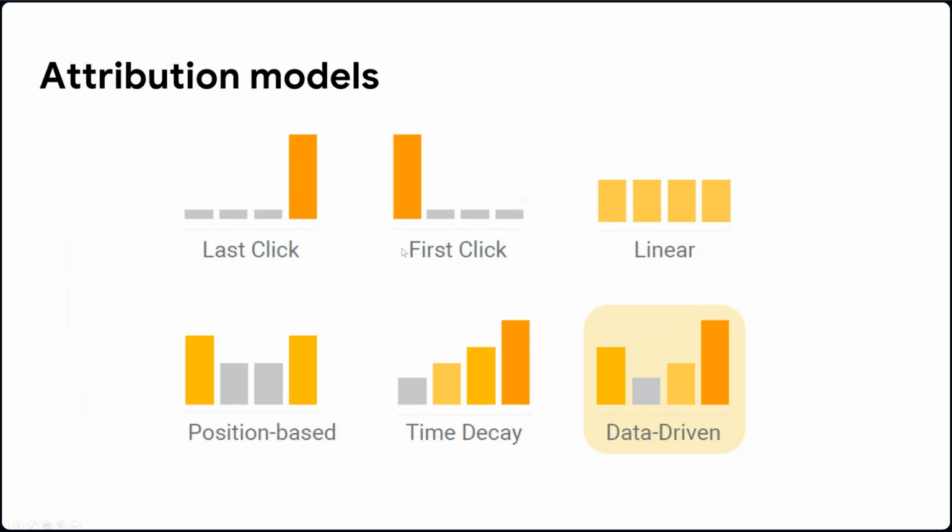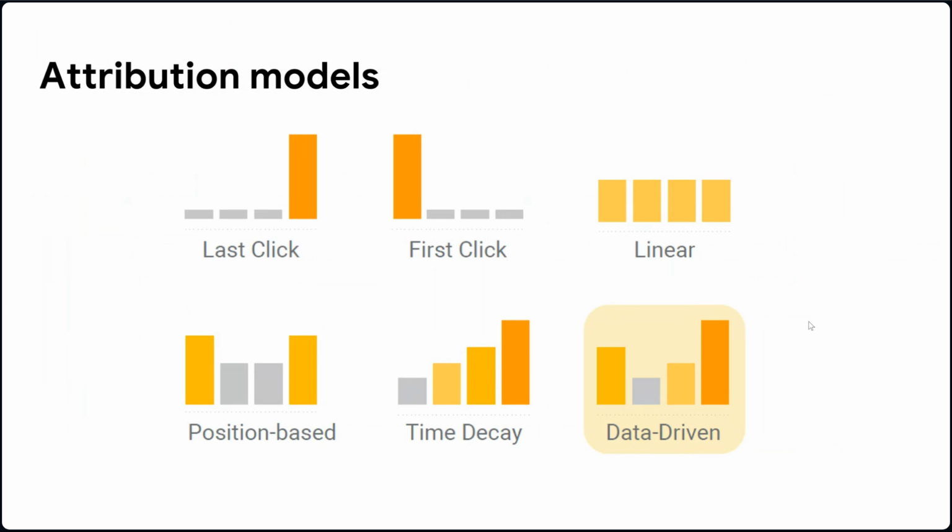And that could be, for instance, first click, which also is not very fair because it gives all the credit to the first channel in the conversion path, or there's linear, which gives, essentially, 25% of the conversion to all 4 touch points. And there's position-based, time decay, or there's data-driven. And data-driven is highlighted here because the data-driven model is actually recommended by Google. Google is moving away from all these other attribution models.